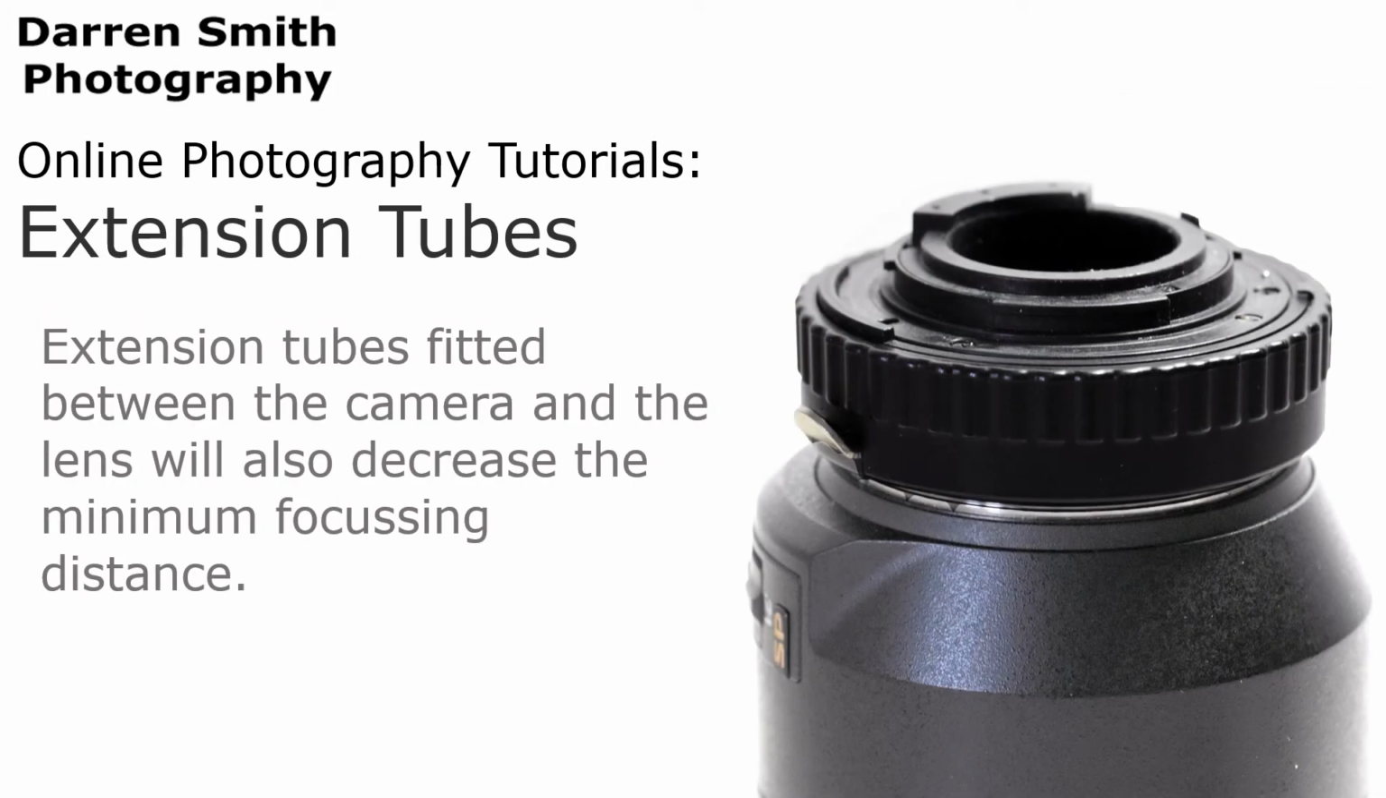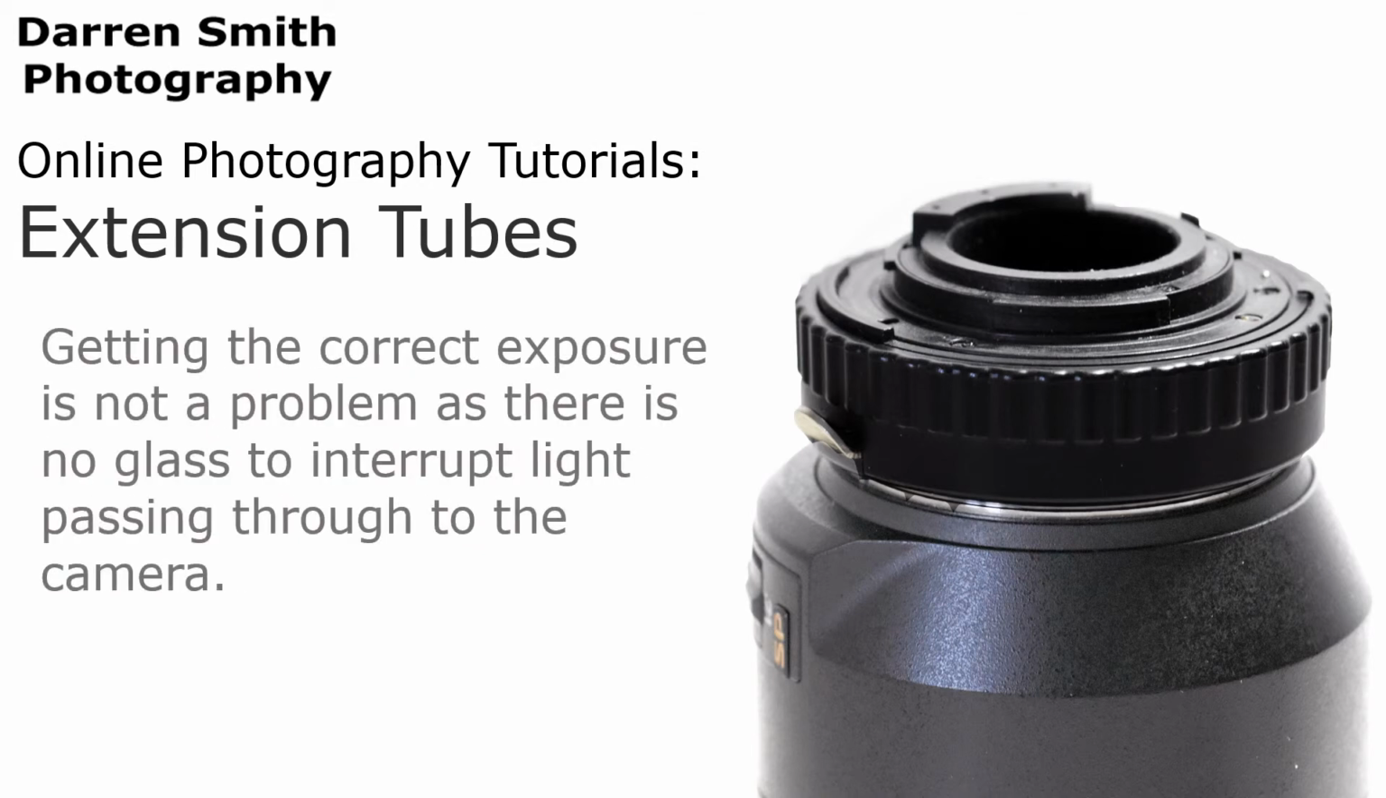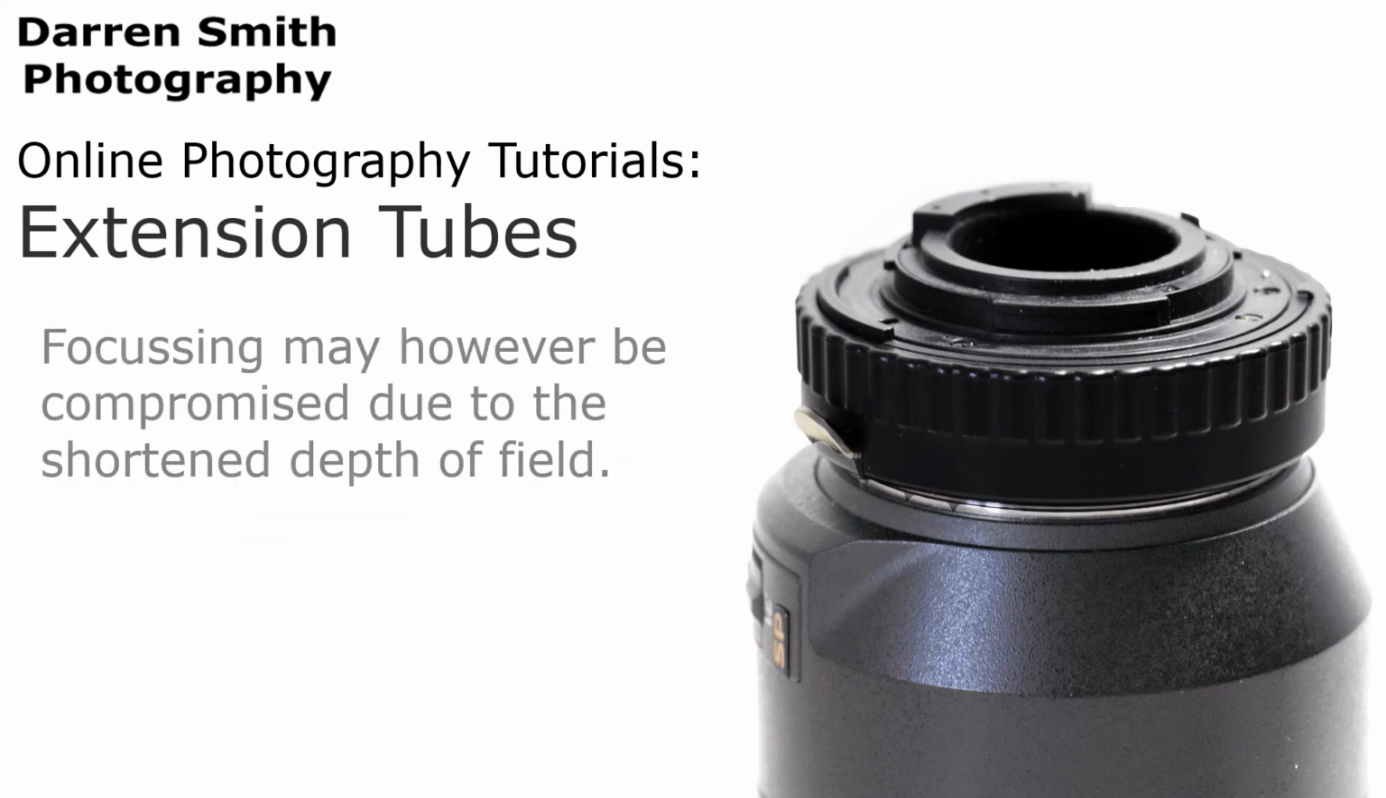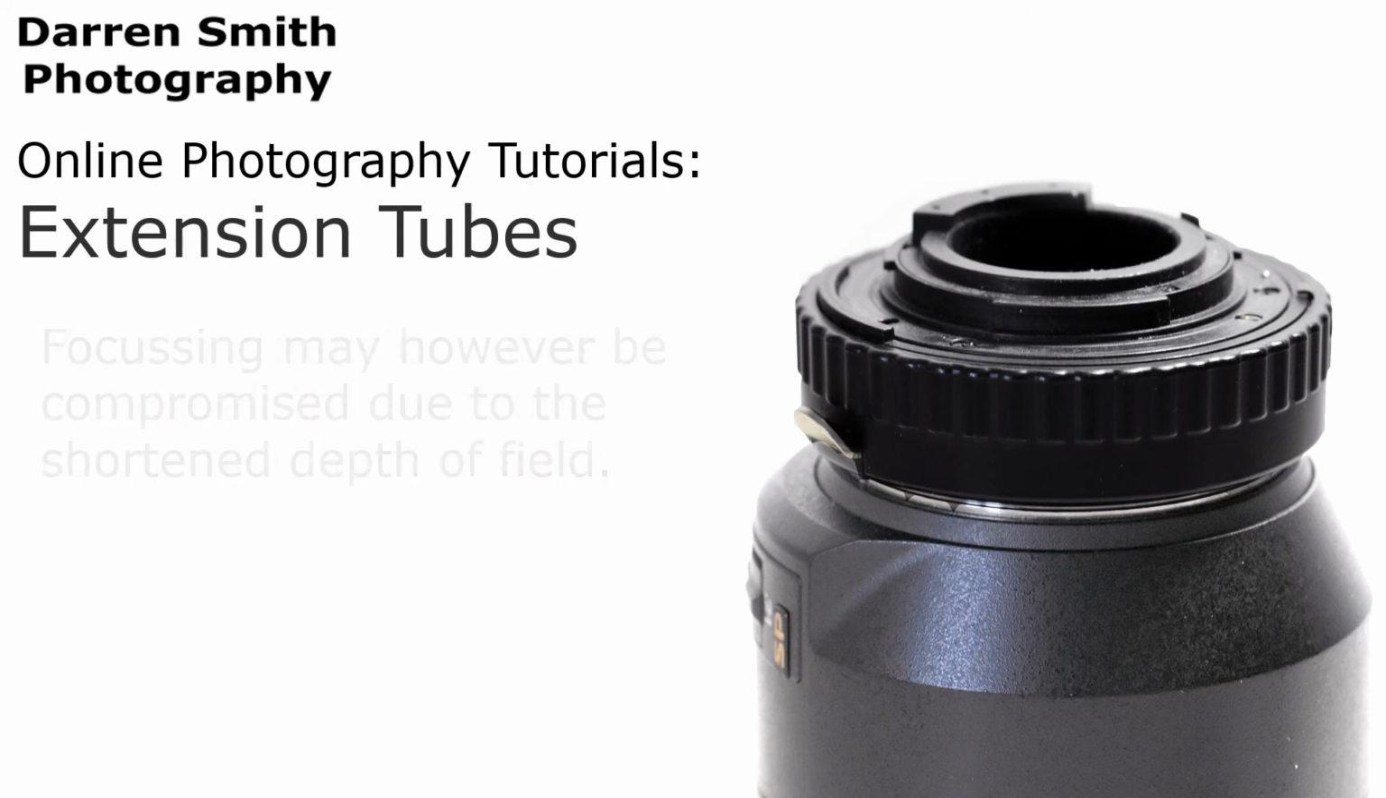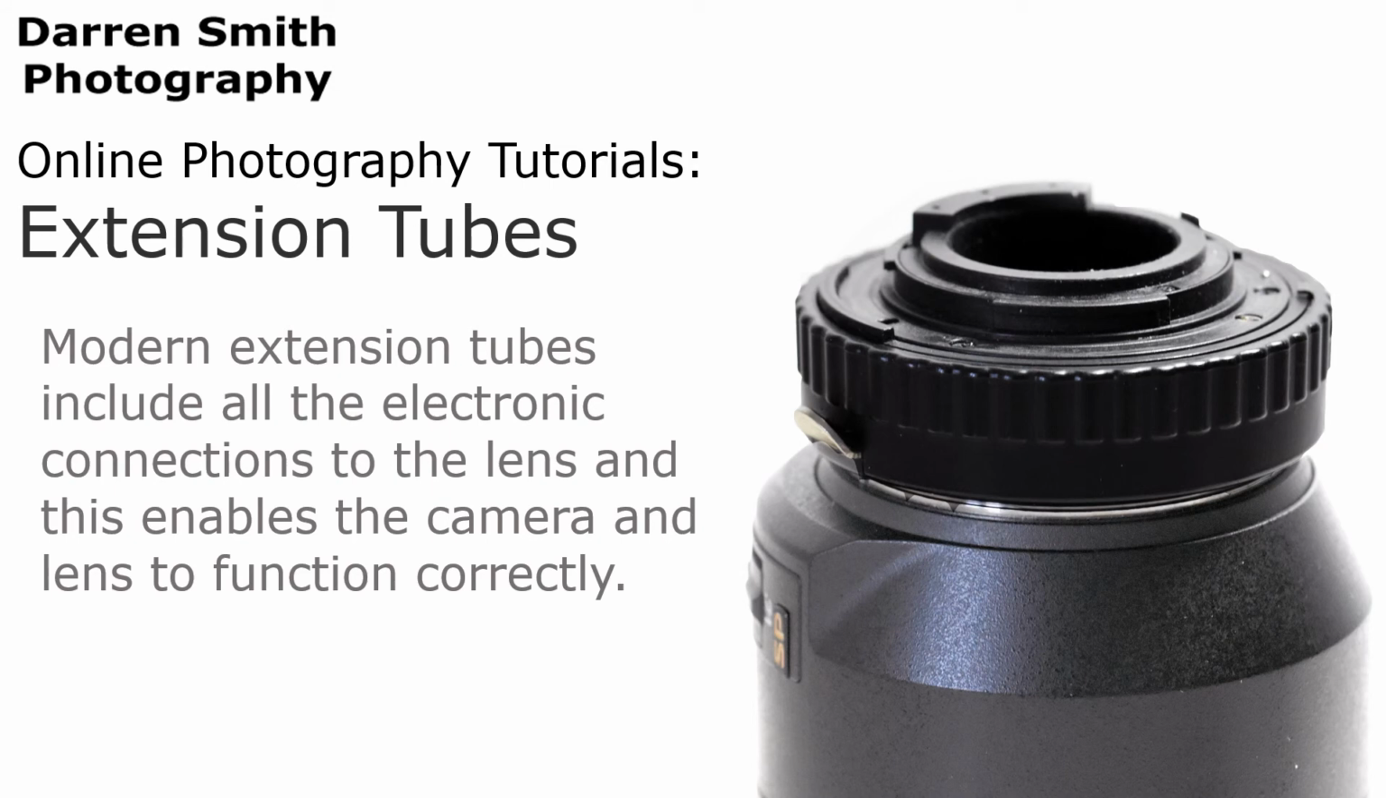Extension tubes fitted between the camera and the lens will also decrease the minimum focusing distance. Getting the correct exposure is not a problem as there is no glass to interrupt light passing through to the camera sensor. Focusing, however, may be compromised due to the shortened depth of field. Modern extension tubes include all the electronic connections to the lens, and this enables the camera and lens to function correctly.